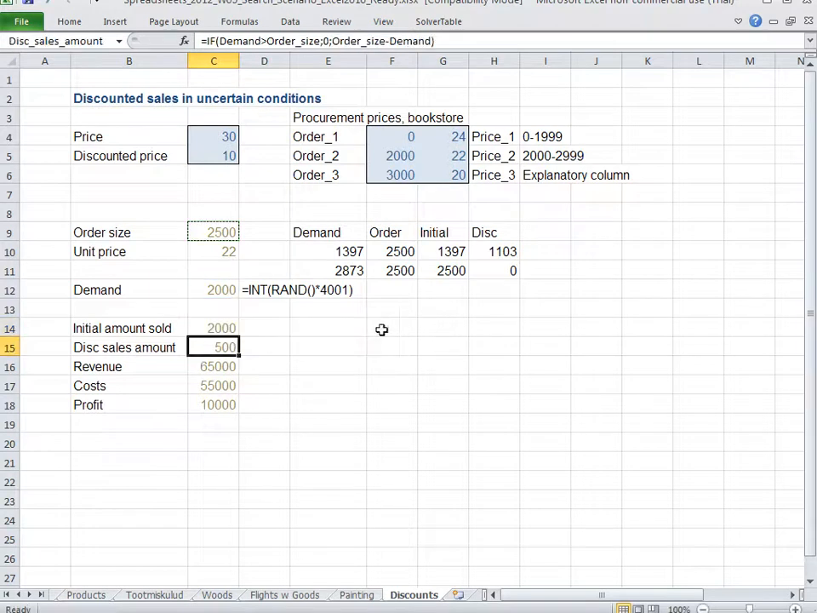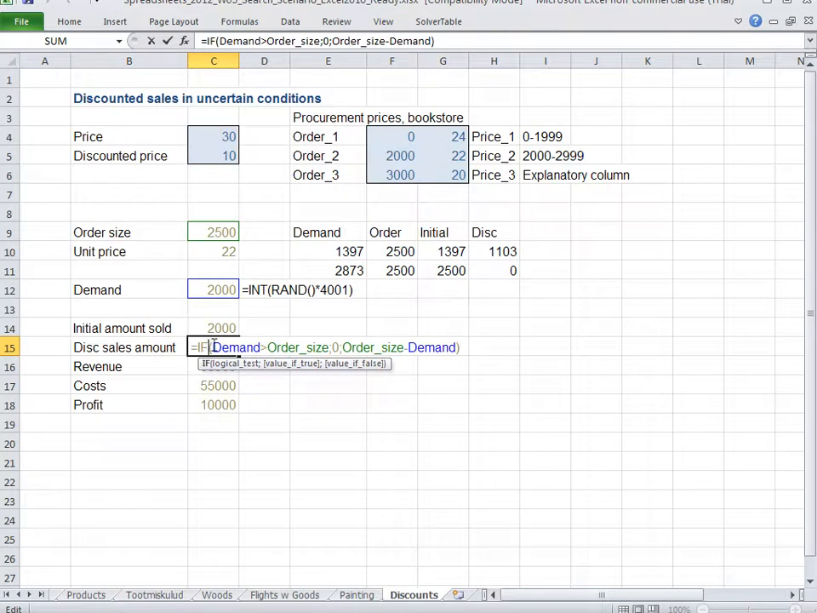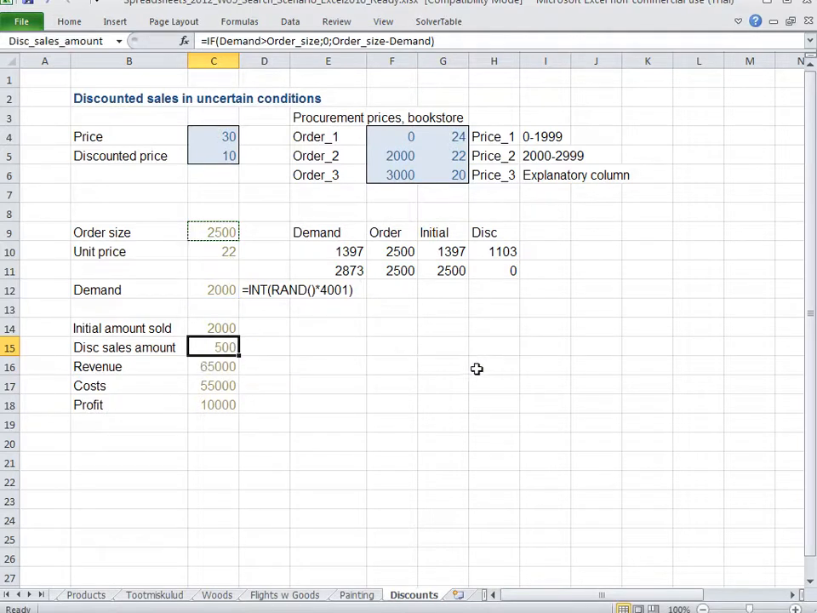The other formula said how much we could sell with a discounted low price. In case of a really big demand, there was nothing left over for a discount. In case the demand was small, we could sell what was left over from demand. That is, order size minus demand. We could sell that for a discounted price. And right now we will sell 2,000 for a full price, 500 for a discounted price.